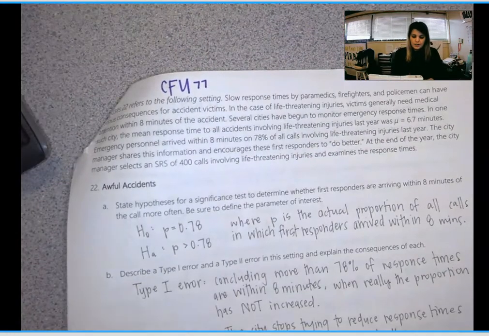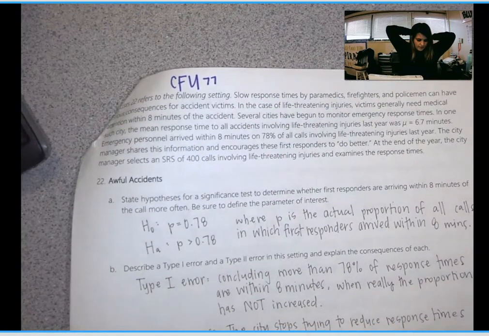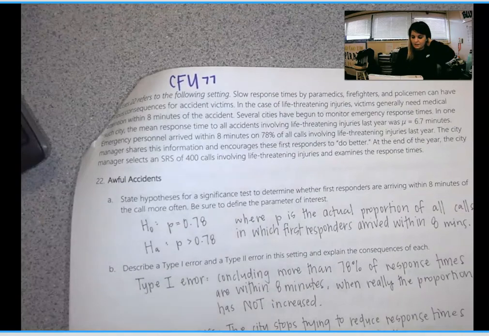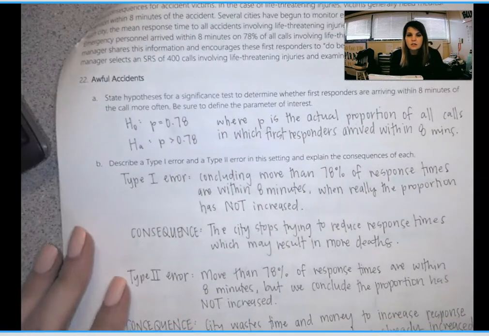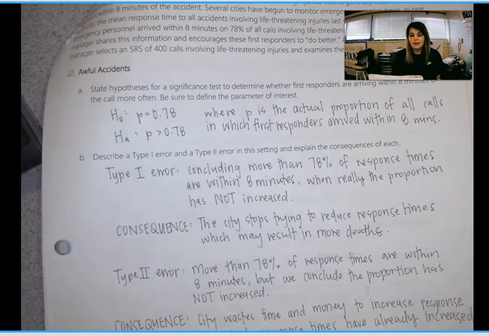So the first one is response times by paramedics, and they are asking us to test a proportion. So part A, state the hypotheses for our significance test. We are testing whether or not we have improved our response time. So the P here is the proportion of calls in which first responders arrive within 8 minutes. We want to increase our proportion of calls that are responded to within 8 minutes.